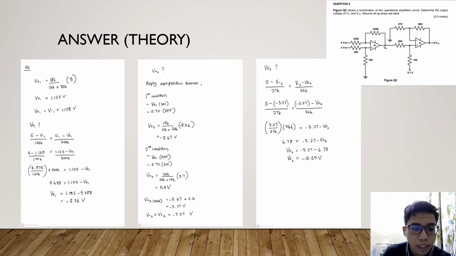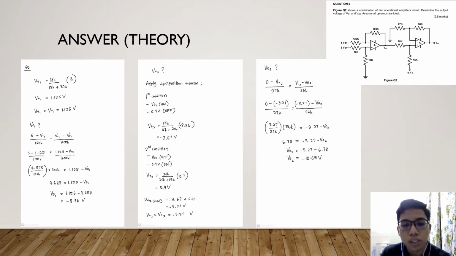So this is the formula. (5 minus V minus) over 120K is equal to (V minus minus V out 1) over 300K. Therefore, we get negative 8.56 volt for V out 1.